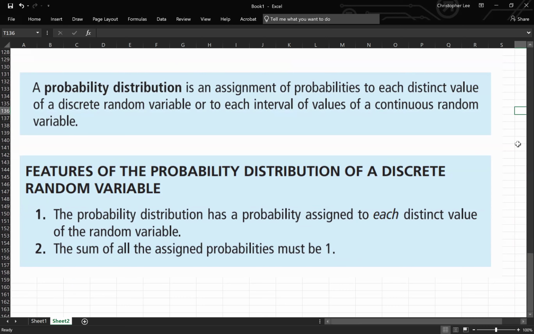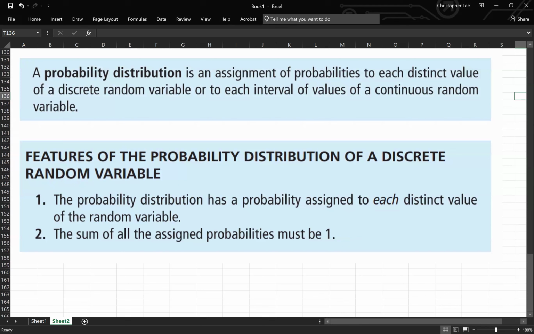All right. So let's talk about the features of probability distributions of a discrete random variable. One, the probability distribution has a probability assigned to each distinct value of the random variable. And two, the sum of all the assigned probabilities must be one, right? So you guys remember that axiom for probability? All of the probabilities must add up to one. If they don't add up to one, it's not valid.